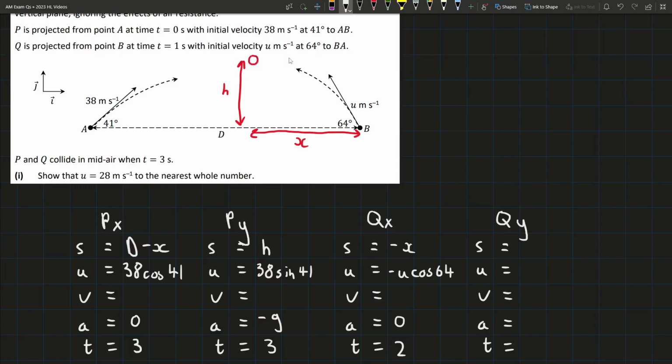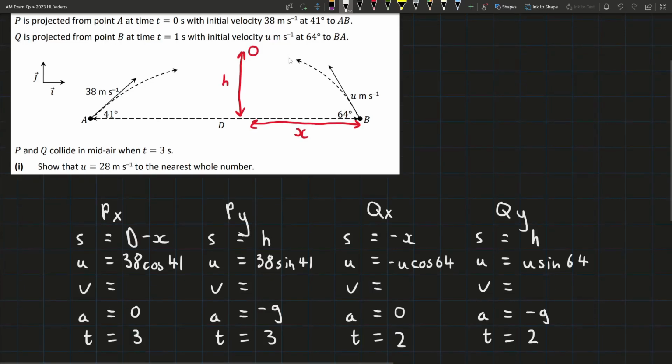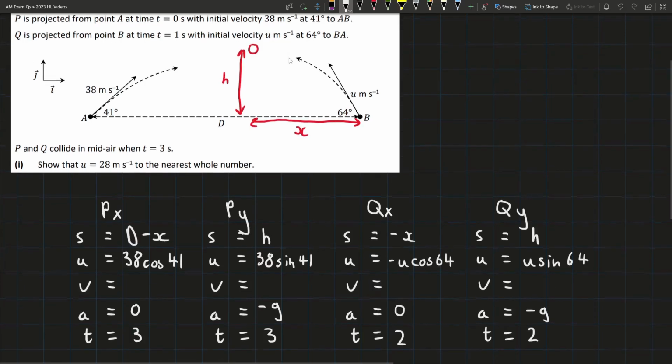For the displacement in the y direction, it's still going to be that same height h, because when they collide, their displacement is going to be the same, so both of them will have a height h. The initial velocity will be u sin 64. The acceleration is minus g, and the time taken is 2 seconds again. So we're trying to show that u is 28 meters per second to the nearest whole number.